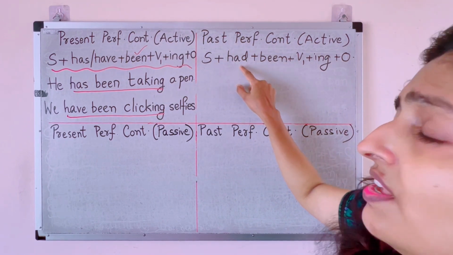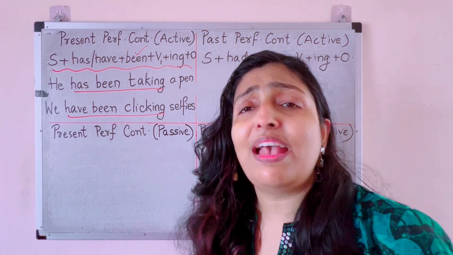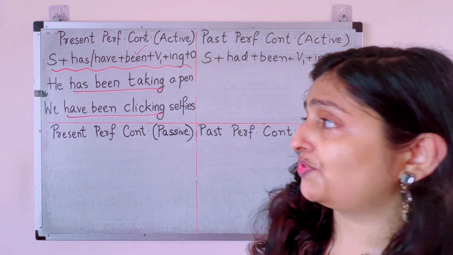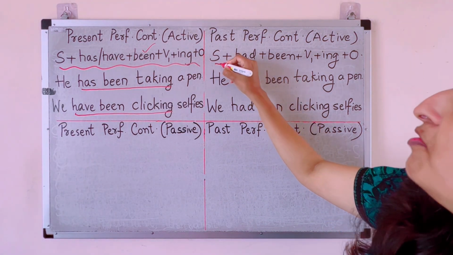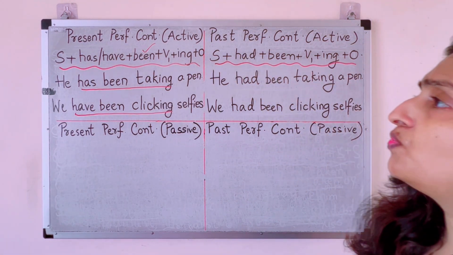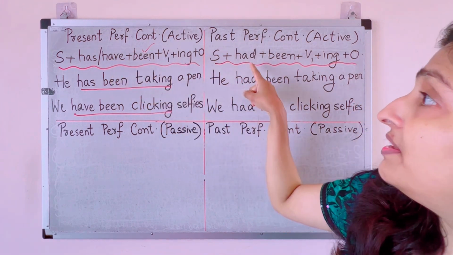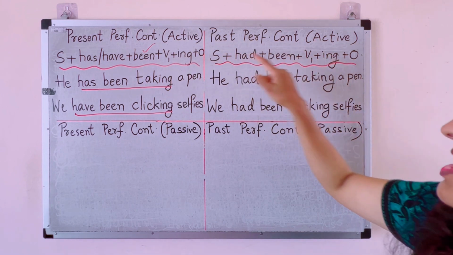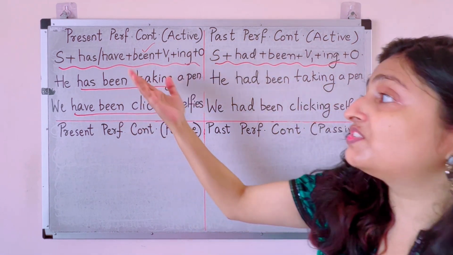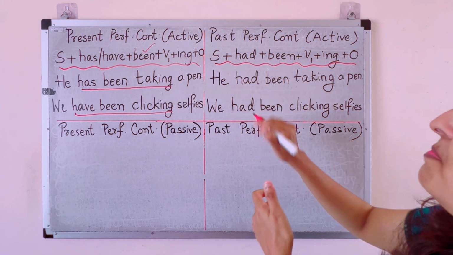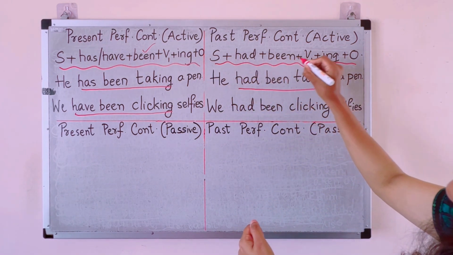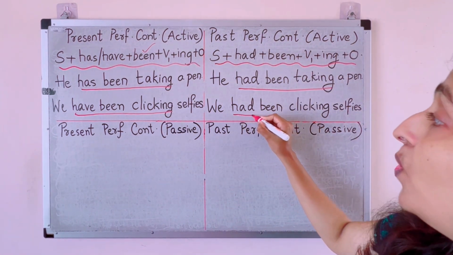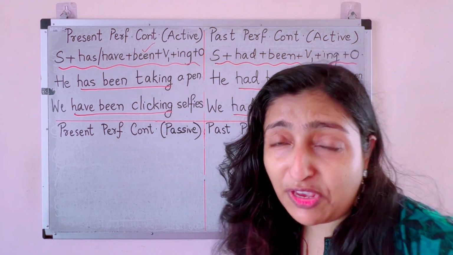It is had. The rest of the formula remains the same as it is. BEEN plus V1 plus ing plus object. So this is the formula for past perfect continuous in active voice: subject plus had plus BEEN plus V1 plus ing plus object. He has been taking becomes he had been taking a pen. We have been clicking becomes we had been clicking selfies.